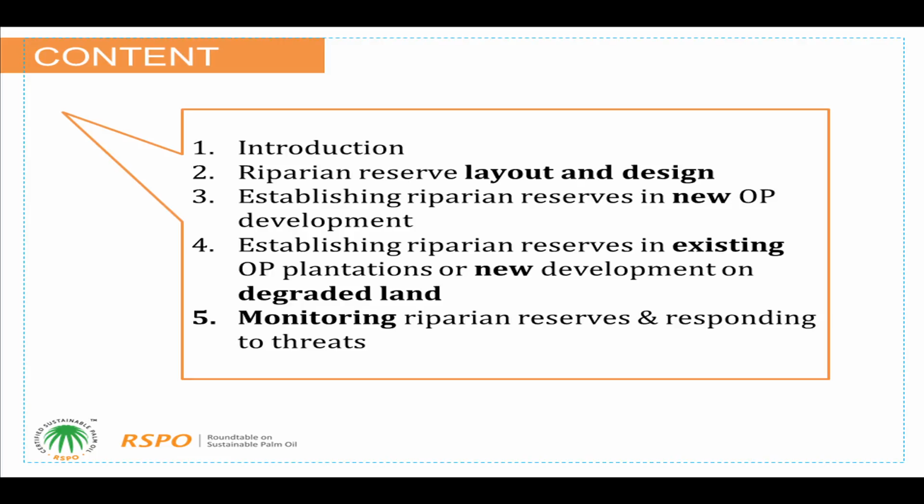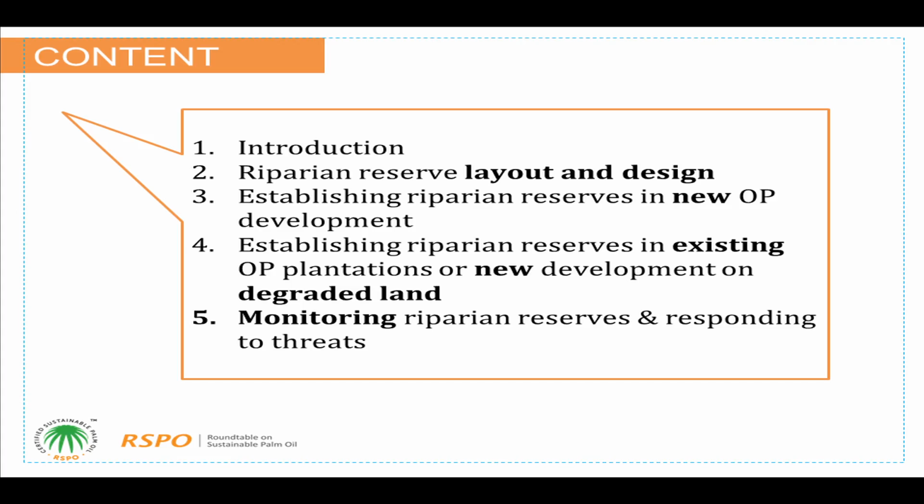So this is the content of the management guidelines document. It has 5 important sections. I'm going to highlight to you the important sections of these riparian management guidelines. It has a section on introduction, layout and design, establishing riparian reserve in new oil palm development, establishing riparian reserve in existing oil palm plantation or new development on degraded land, and lastly, monitoring of riparian reserves and responding to threats.